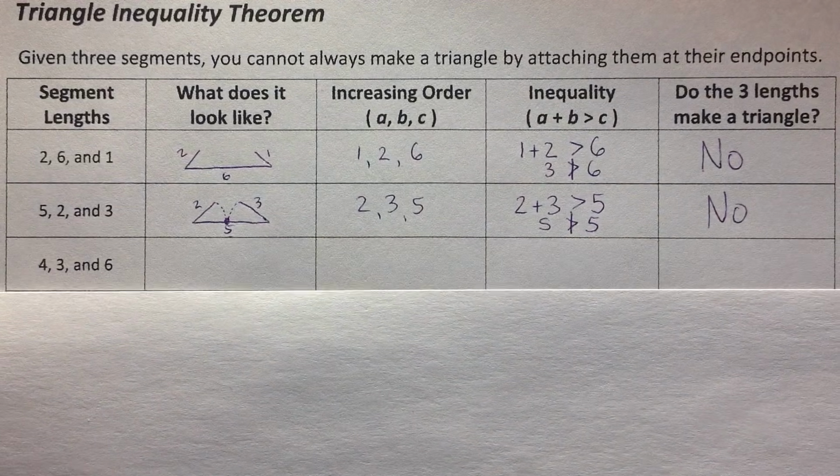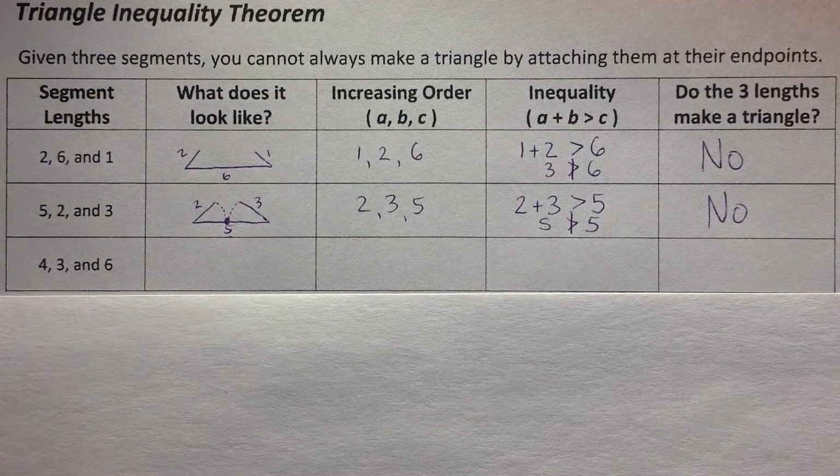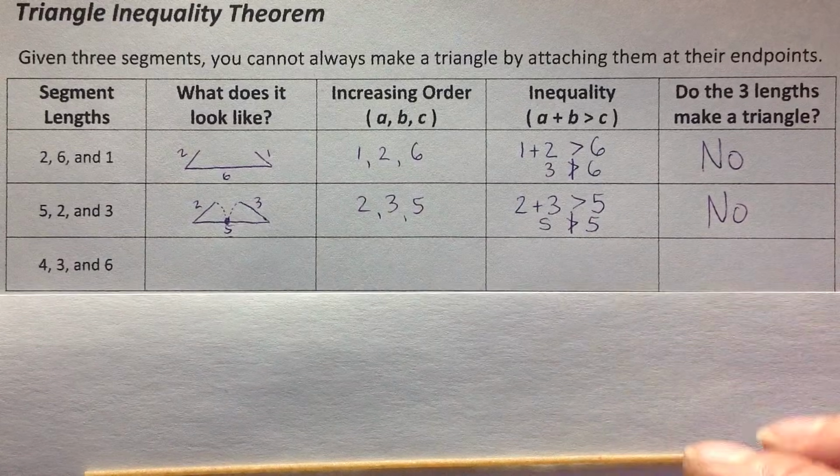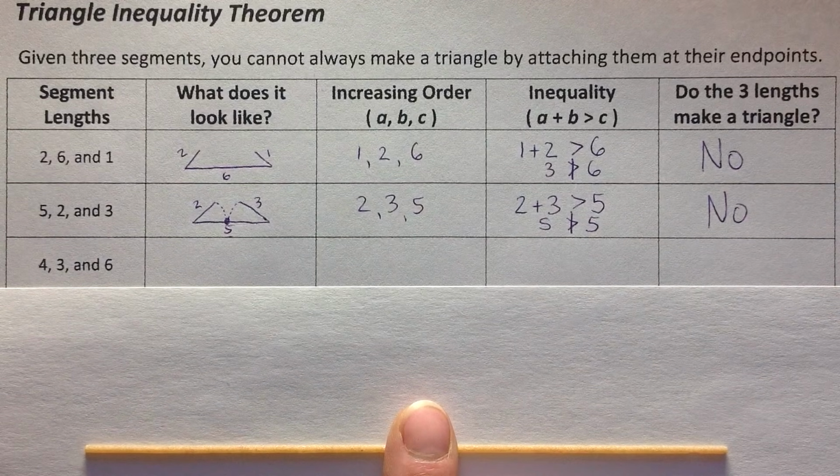All right, we got one more to look at. So we've got 6 here. Whoops, I kind of lost my hairs. 6. All right, so we've got 6, and we've got 4 and 3.